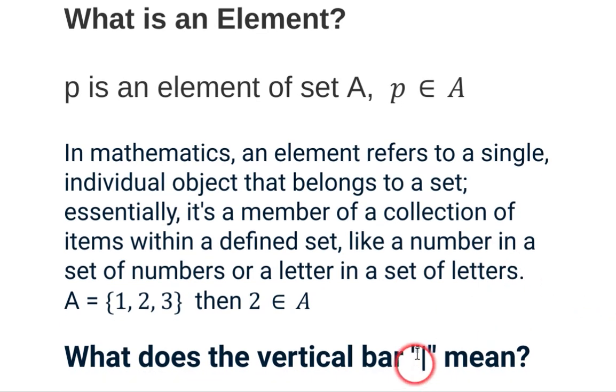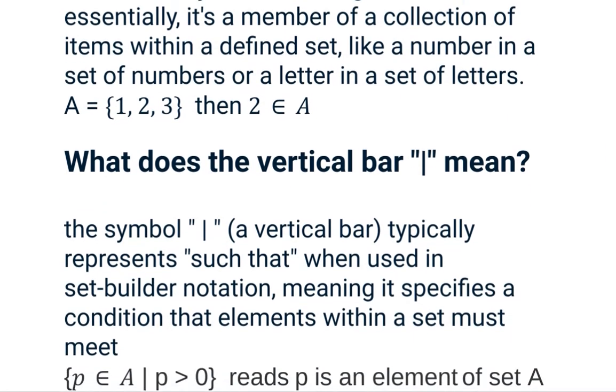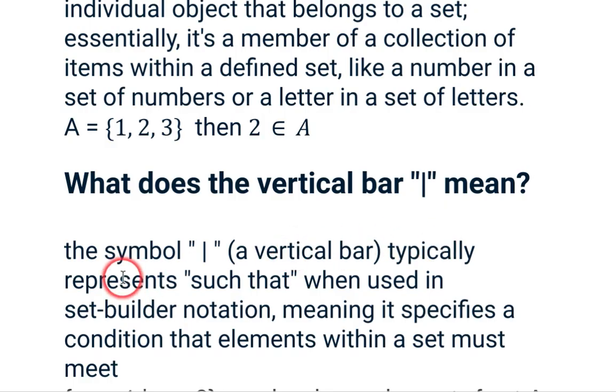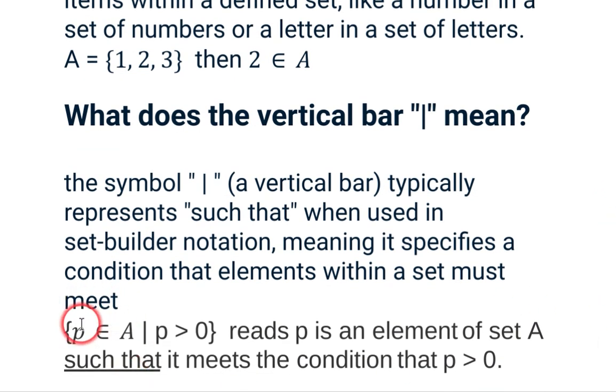Now, what does this vertical bar mean? This is new to me. The vertical bar typically represents "such that." So when you see this vertical bar in a notation or equation, in your mind you just say "such that," like this. So this is a set of P where P is an element of A such that it must meet the condition that P is greater than 0. Okay, so that's pretty straightforward.